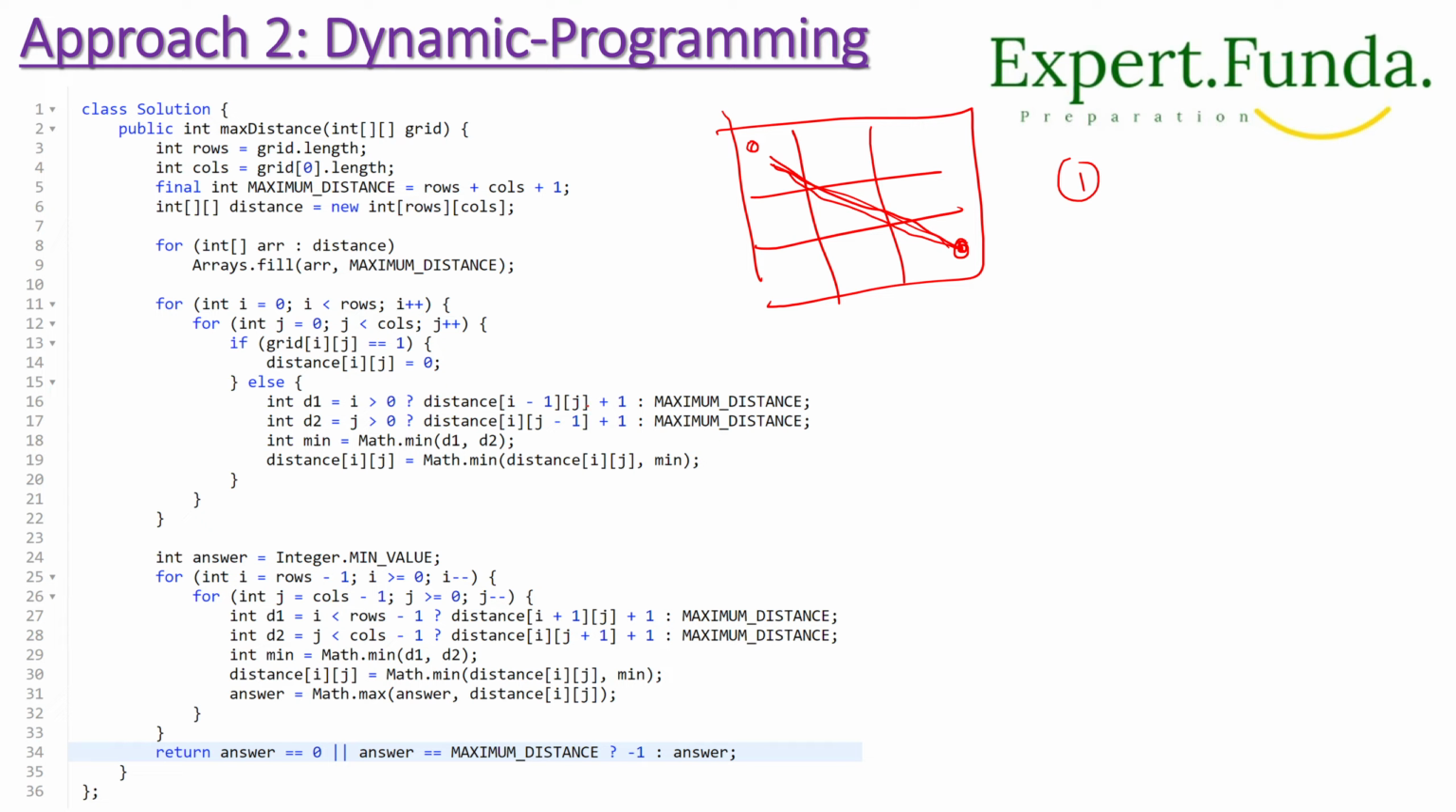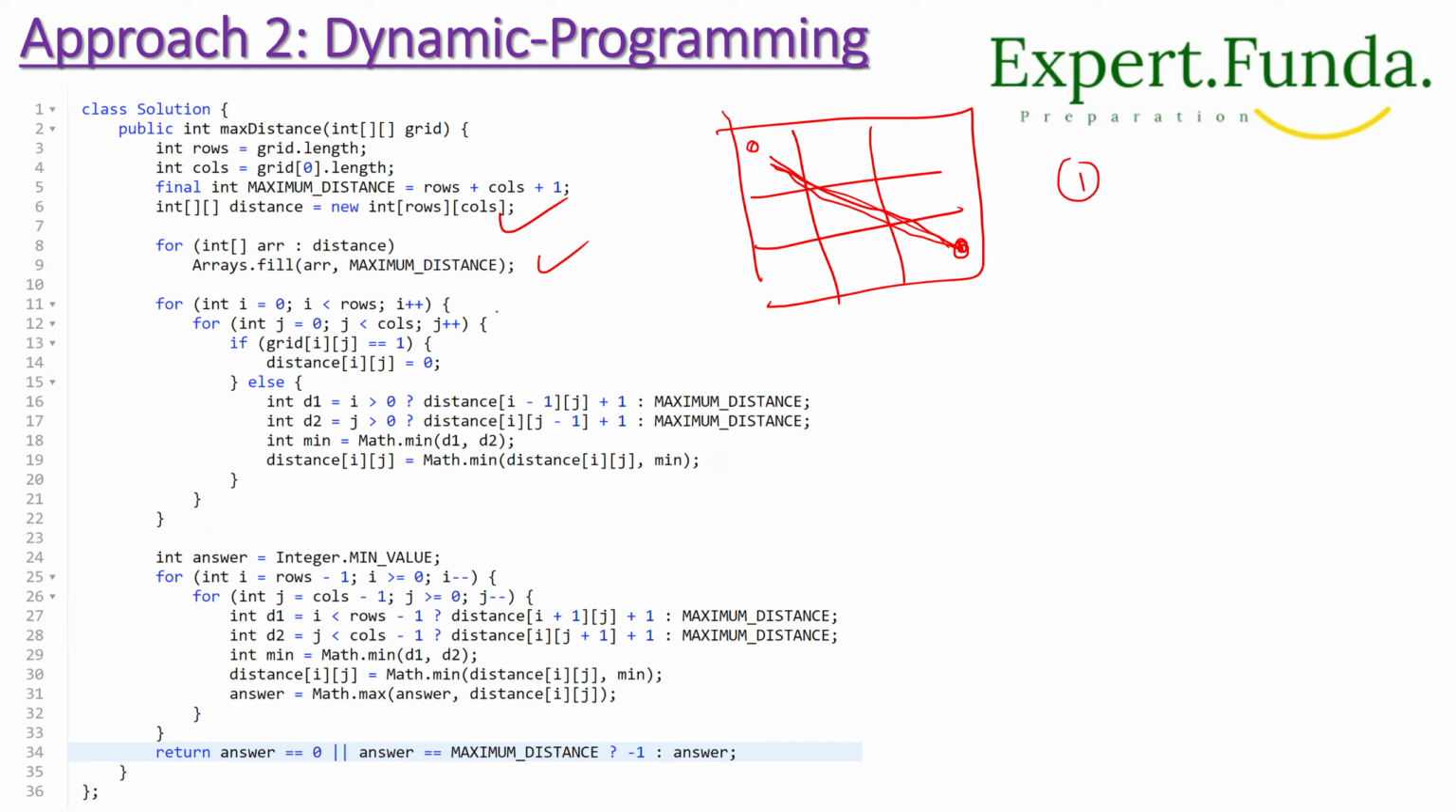So first we will take one distance array. It is the same size as the grid, and we will store the minimum distance from any land cell. Then we will initialize this distance with the maximum distance we have, that is rows plus columns plus 1, and that is our maximum distance.